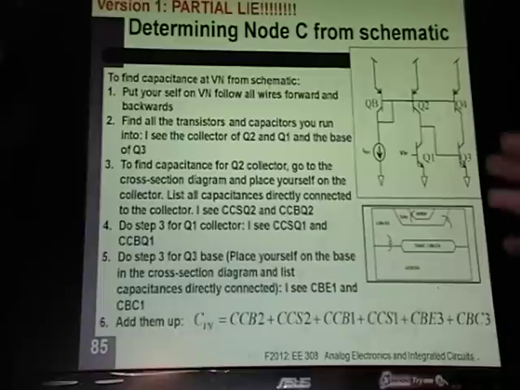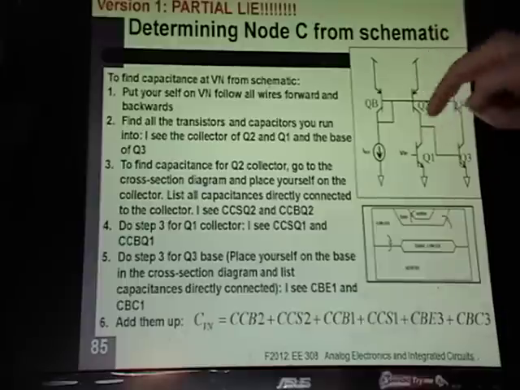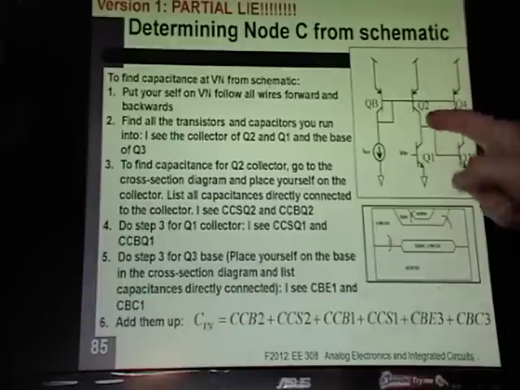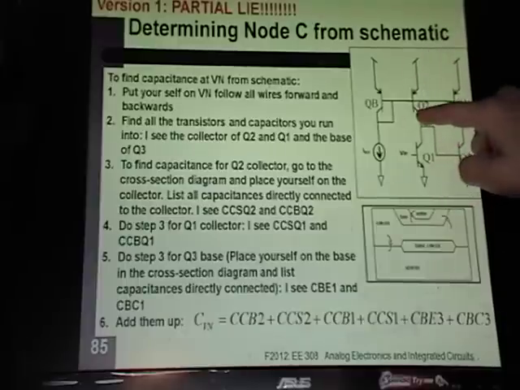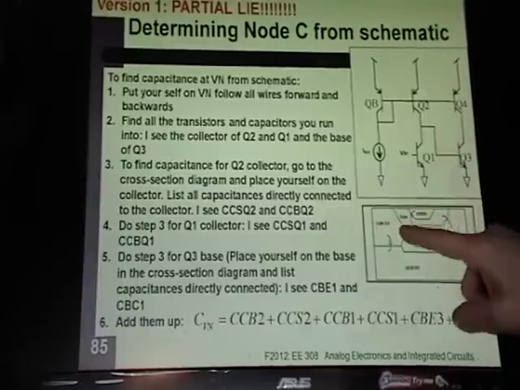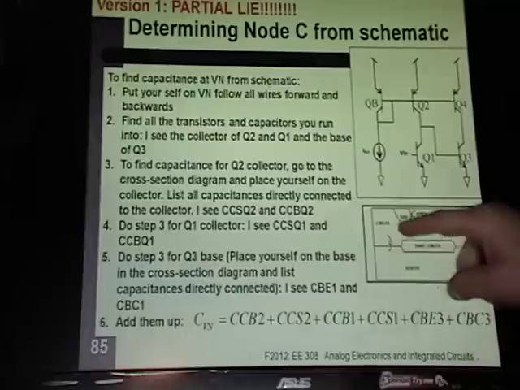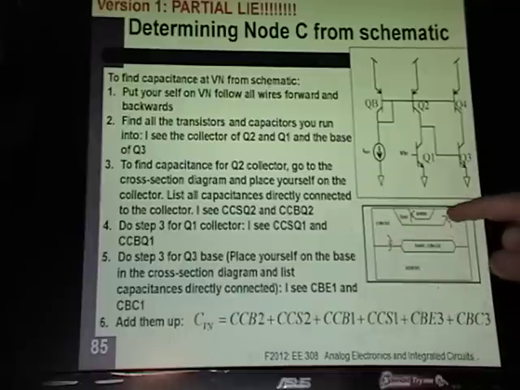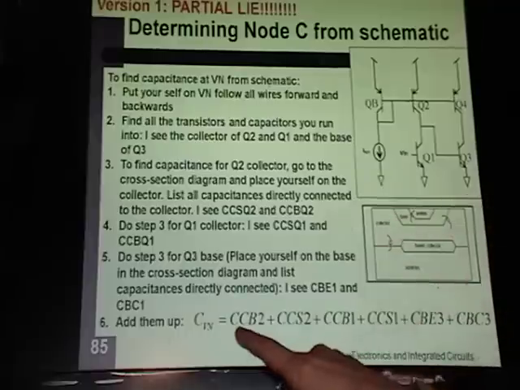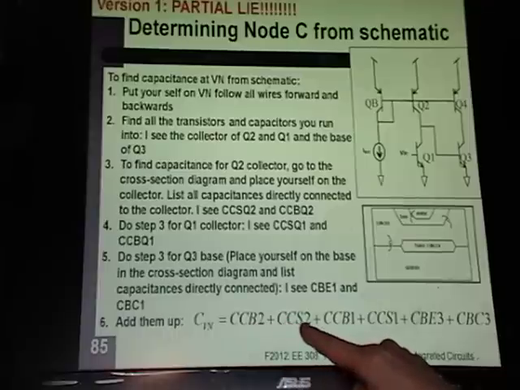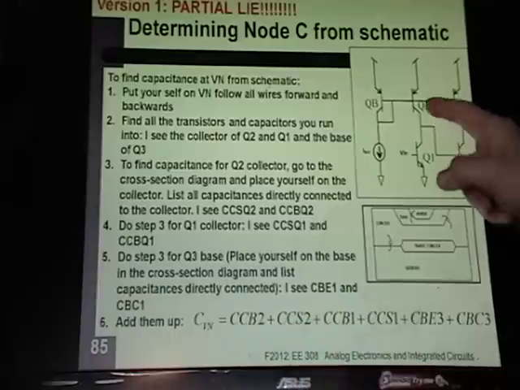Now, let's go back over here. So here's the node we're at. Same thing, you have to go in all directions. Say I go up to 2, I sit on the collector. So here I'm sitting on the collector. I look for all the capacitances that go from the collector to someplace. There's one here and one here. So the collector substrate and the collector base. So that's why I have the collector base and the collector substrate. And that takes care of Q2.